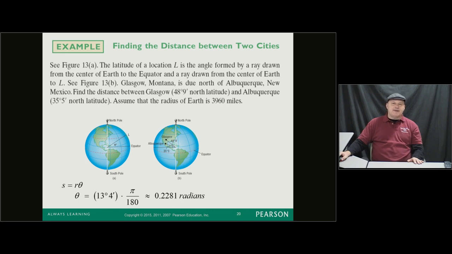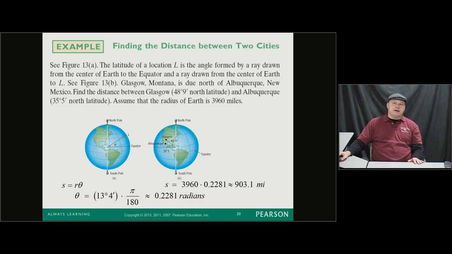Now, I simplified a little bit. You'd need to write 13 degrees 4 minutes as a decimal first, and then multiply that by pi over 180 to get 0.2281. Then you take the 3960, which is the radius of the earth, and multiply by theta, which is 0.2281 radians. You can't multiply by 13.4.